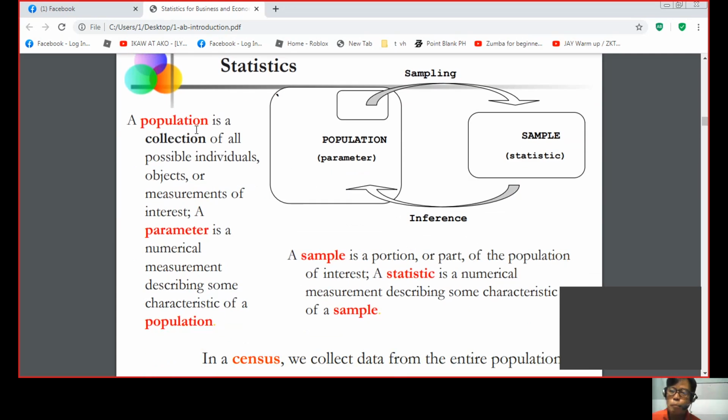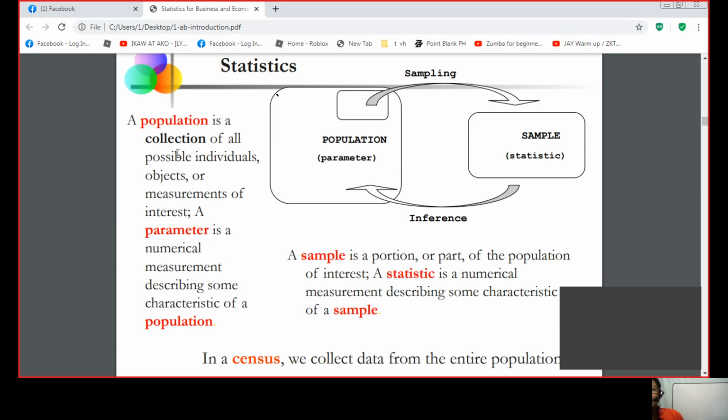So population, okay, is a collection of all possible individuals. So lahat, pag sinabing population, lahat, okay? Individuals, objects or measurements of interest, okay? A parameter is a numerical measurement describing some characteristics of a population. So, okay? So parameter is for population.